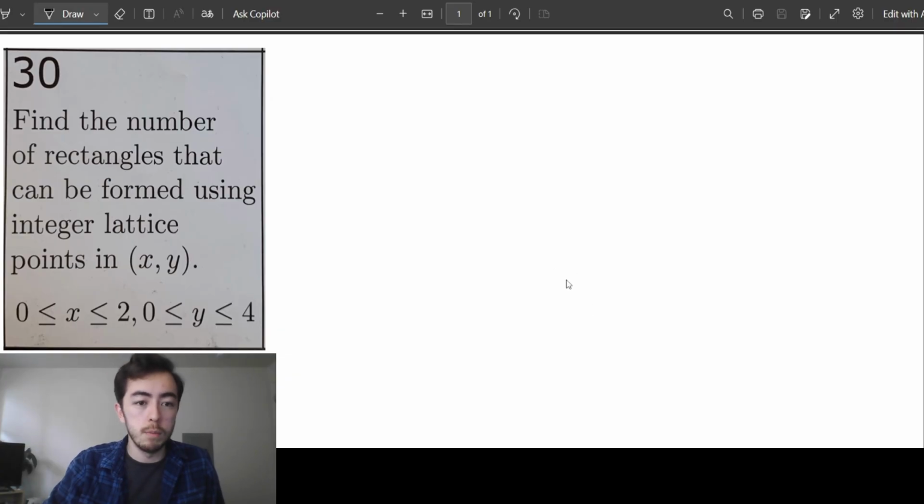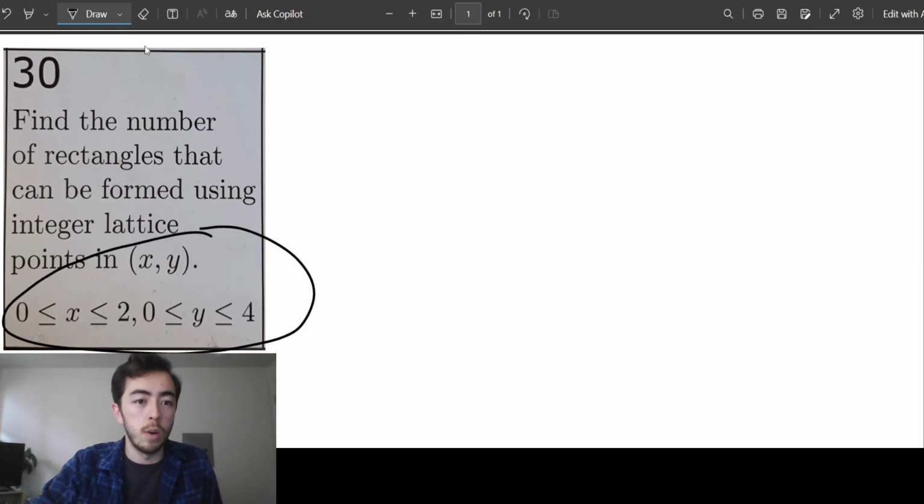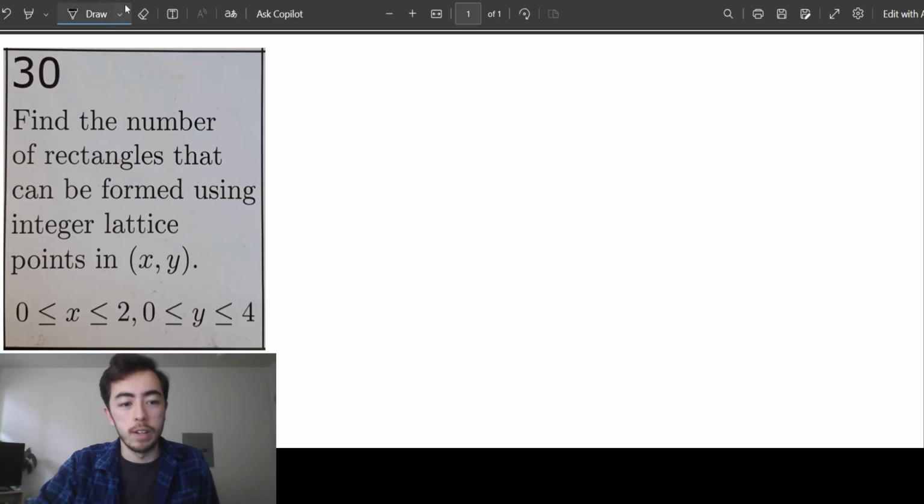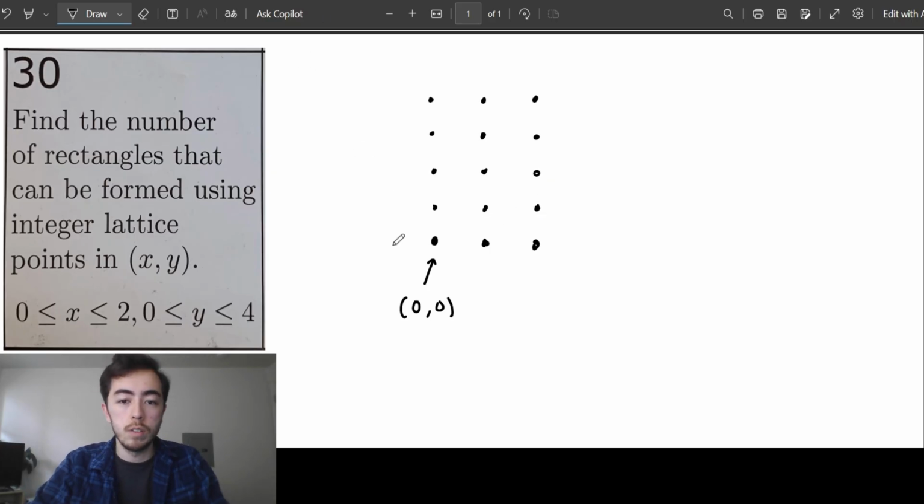So we need to find the number of rectangles that can be formed using the integer lattice defined by these inequalities. A lattice is just a grid, and so it looks like we have x is equal to 0, 1, or 2. I'm kind of thinking about this right here as the origin. And then y is equal to 0, 1, 2, 3, or 4. And the lattice suggests that we have all of these points in a grid shape. And we just need to figure out how many rectangles we can make in this grid.